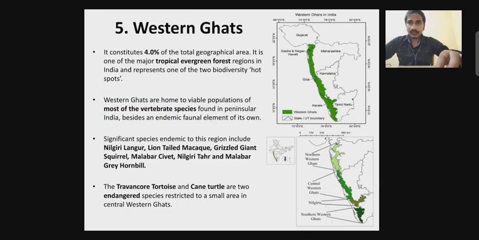Western Ghats, it constitutes only 4% of the total geographic area. It is one of the major tropical evergreen forests. Tropical evergreen forest means the leaves remain green throughout the year. Now, in India, it represents one of the two diversity hotspots. Western Ghats are home to viable populations of most of the vertebrate species found in peninsular India.